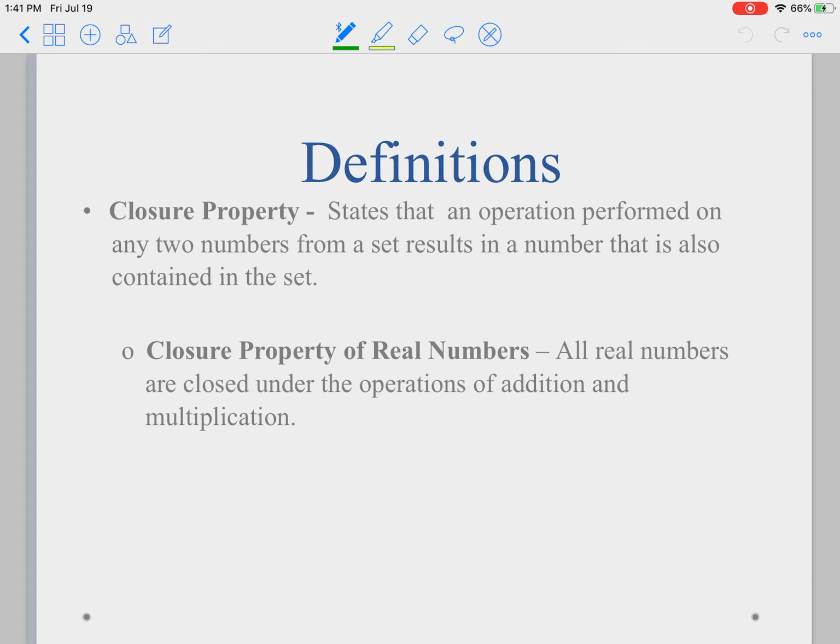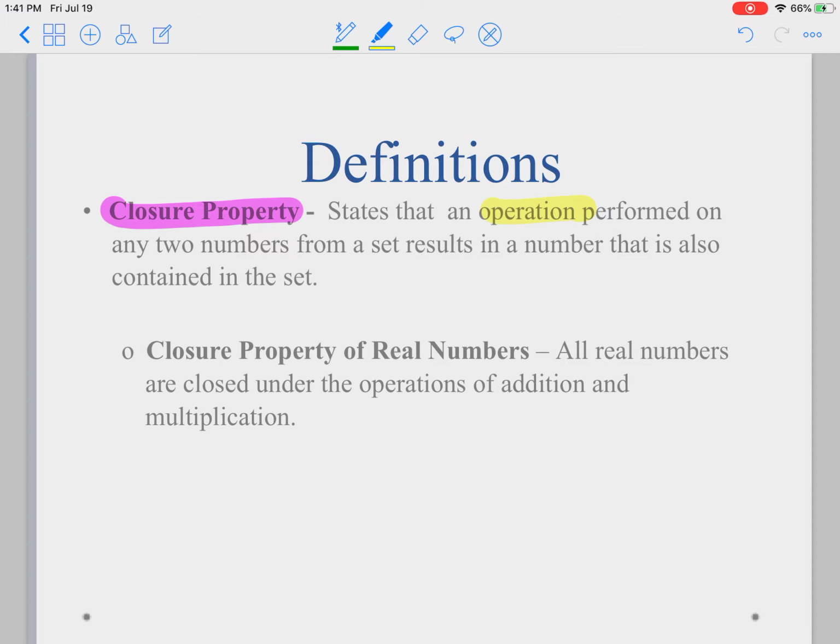Definition, lastly. This is actually a property that is very important to all of our real numbers. Now, to begin with, the generalization of it, the closure property states that an operation, now an operation, let's talk about that word for just a moment, an operation meaning addition, subtraction, multiplication. So that is what we're referring to when we talk about operation. Performed on any two numbers from a set.